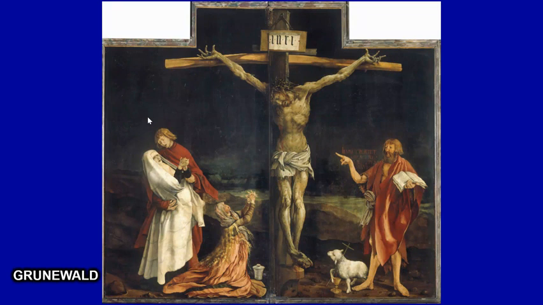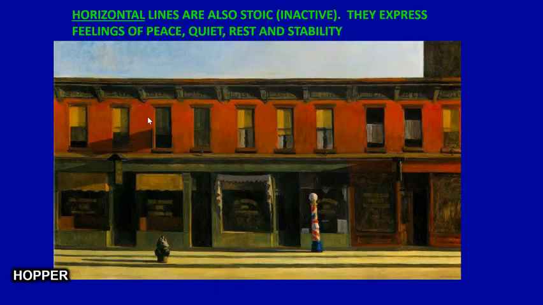With a crucifixion, we have that vertical line of the cross, and that creates not a lot of action. Jesus isn't going anywhere; he's nailed to the cross, and the people around it are just standing there. But we do see a little bit of a curve in the figures on the left.